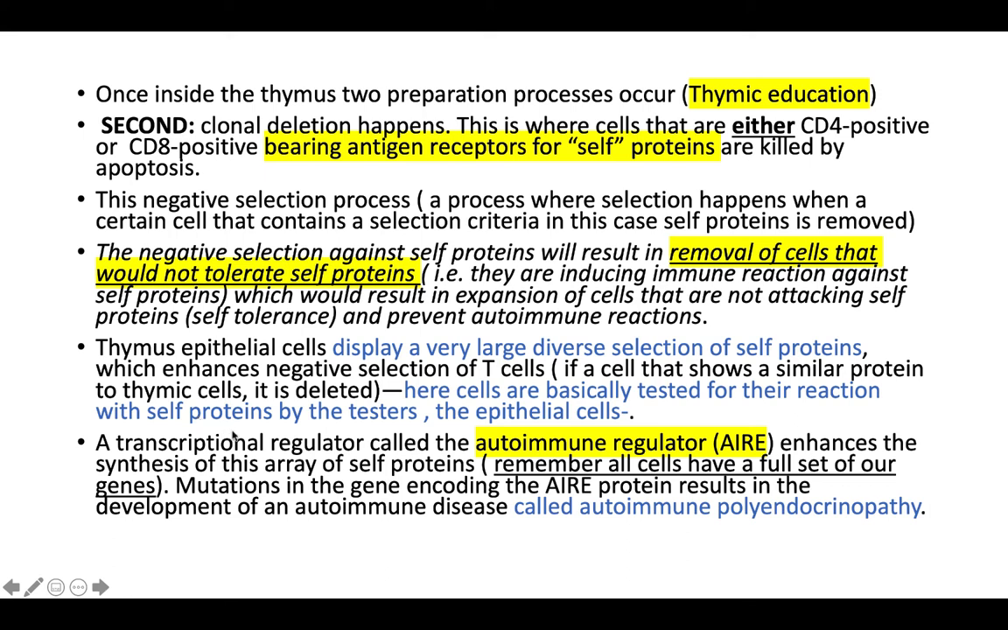هذا حكيناهم. A transcriptional regulator called autoimmune regulator AIRE enhances the synthesis of this array of self proteins, هو دول اللي we use for the diversity, the diverse proteins that I use for the education. So this is called AIRE, اللي هو إذا في عندك mutation في AIRE so you will not be able to have good education for self proteins but they have autoimmune polyendocrinopathy in this case.